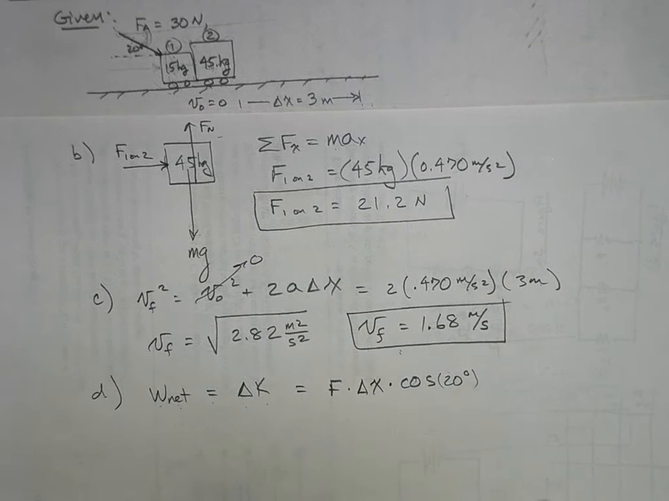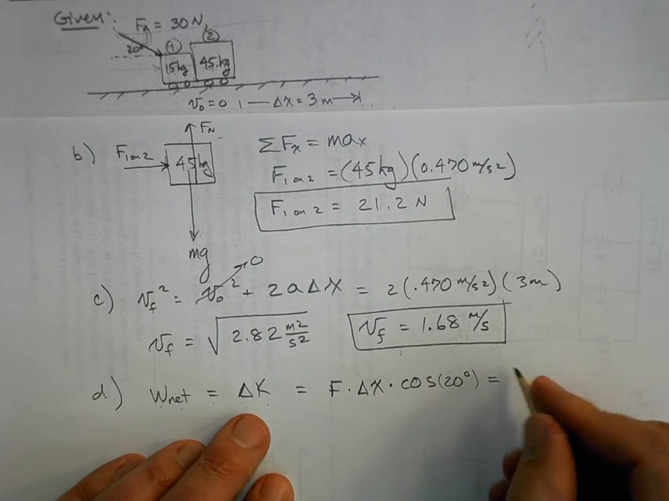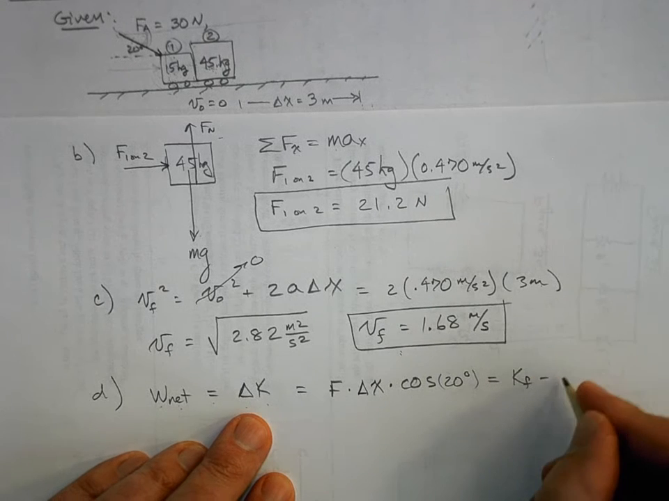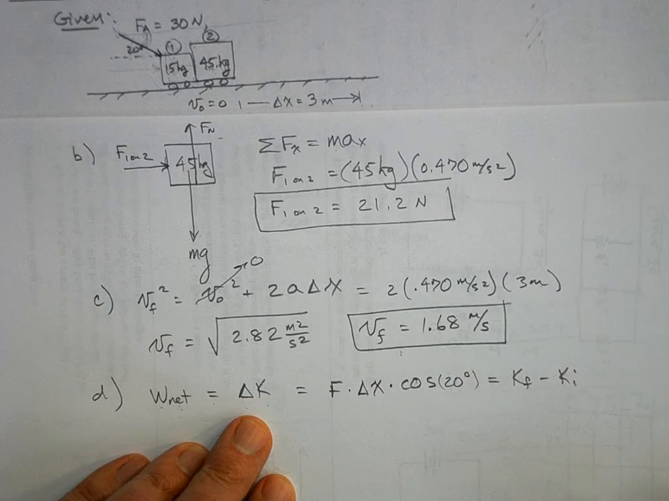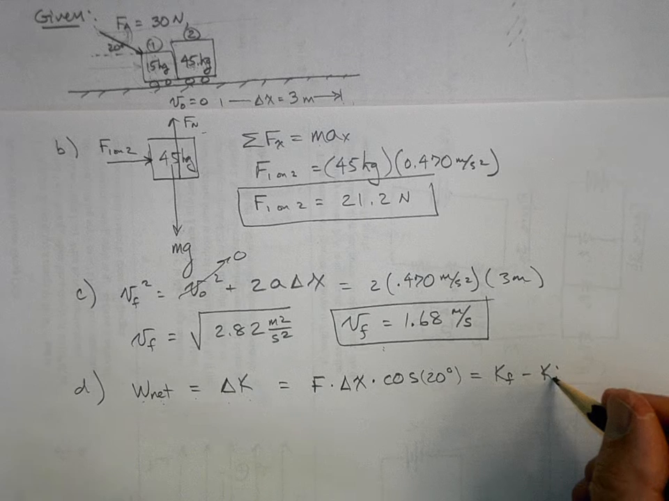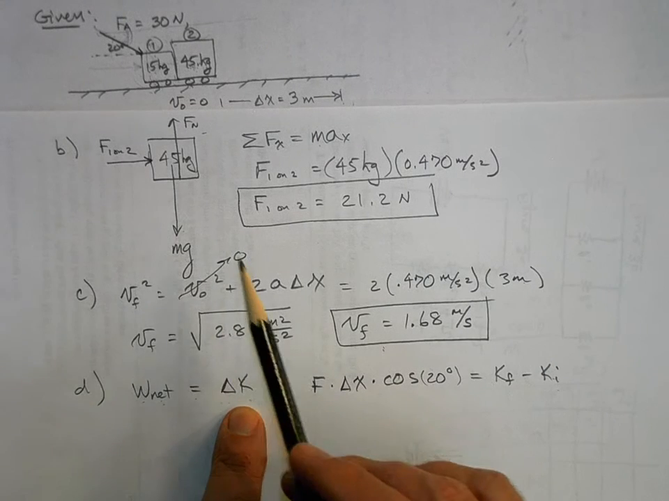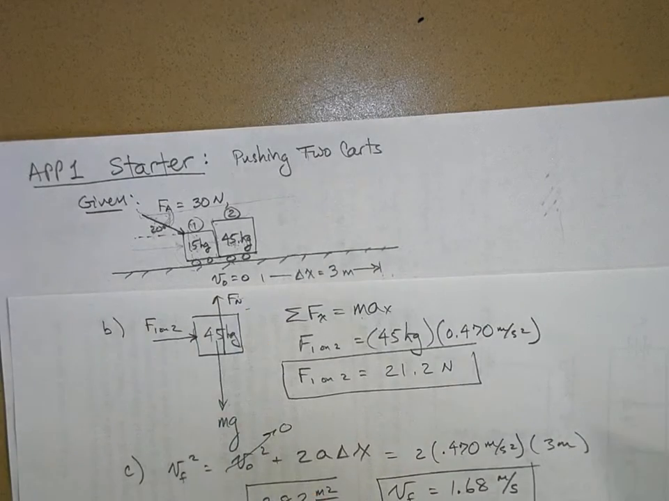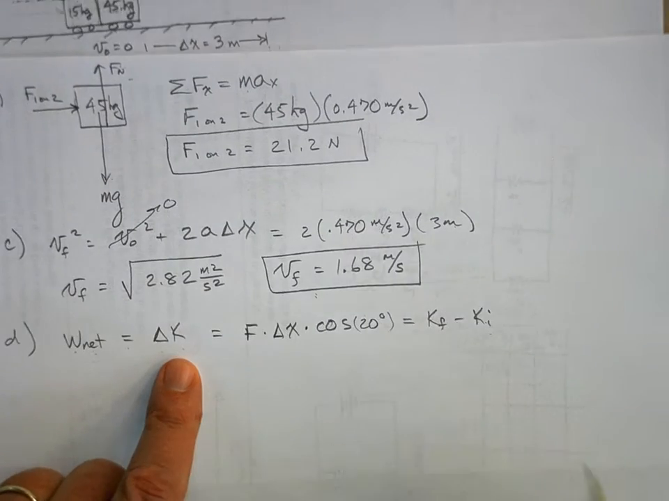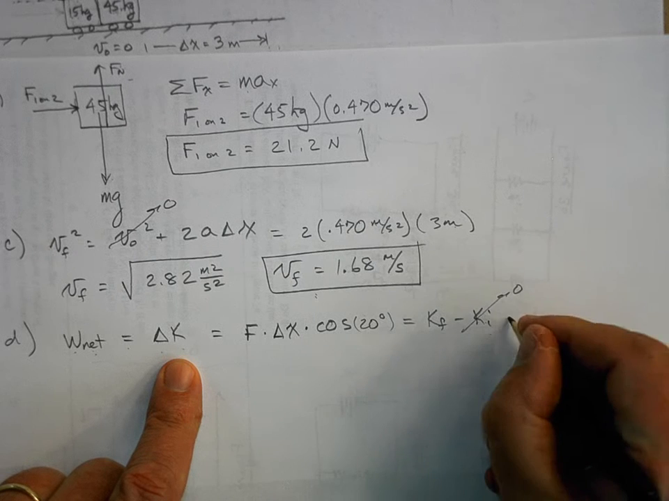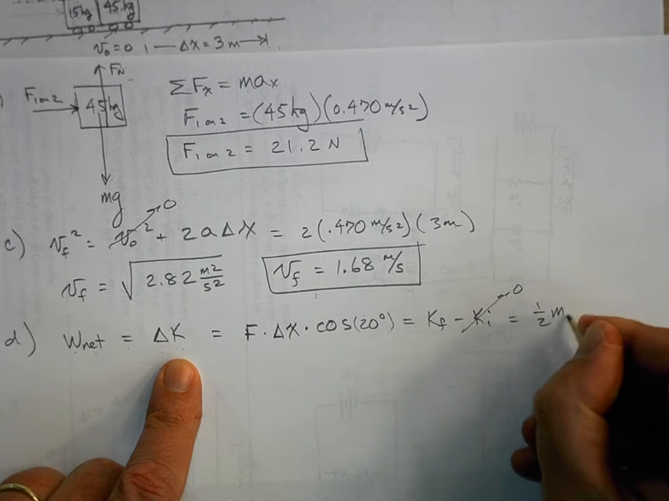And this is equal to K final minus K initial. But what is K initial? That's delta K, is K final minus K initial. K initial is 0, right? It was given that the initial velocity was 0. So this is going to be 0. So this is 1/2 mv squared.